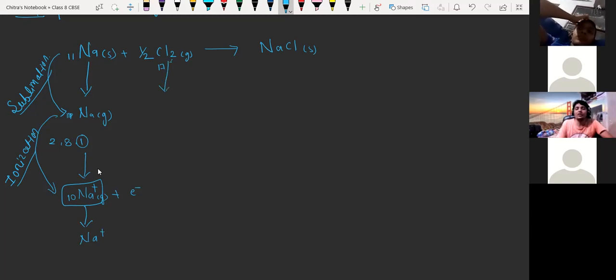So it will convert into Cl at a gaseous state. We'll have 17 electrons at this state. Now I'm going to write the electronic configuration. When molecules are converted into atoms, this process is called atomization.